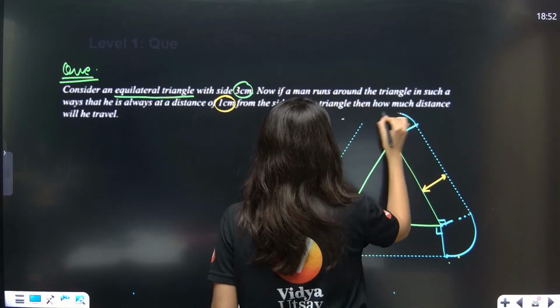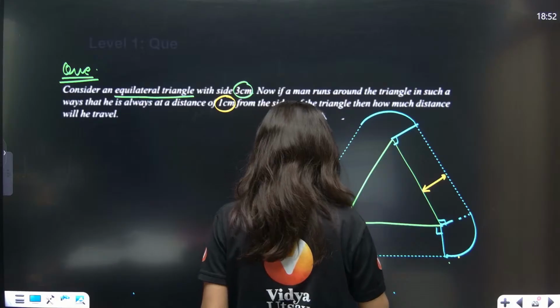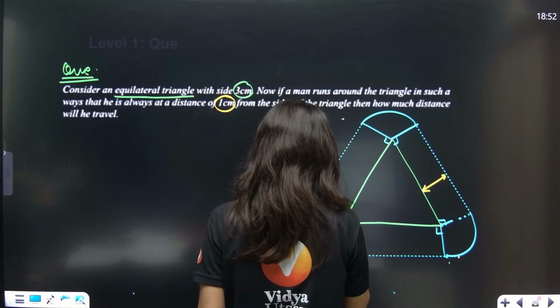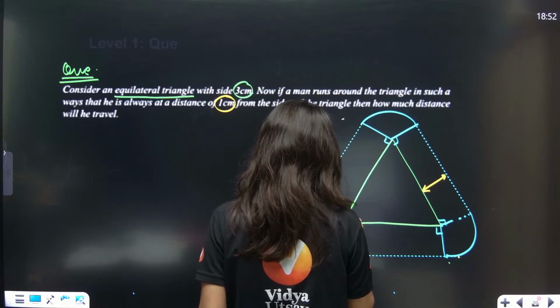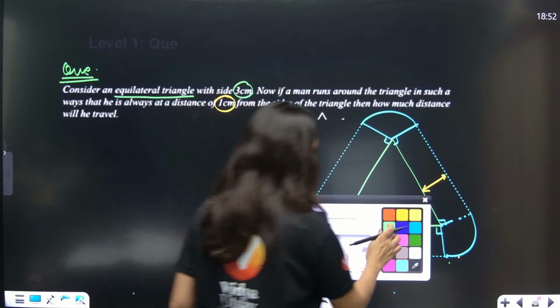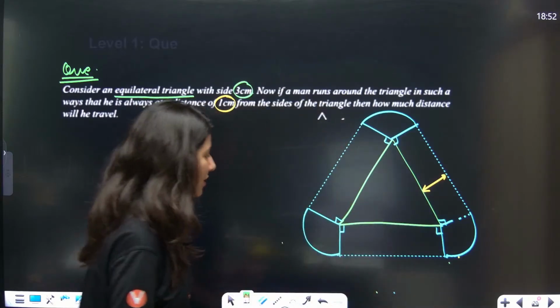Okay, so again, this will be a circular path, and here also a circular path. So this is also a right angle, and this is also a right angle. Now, how much distance will he travel? We need to tell how much distance he will travel.